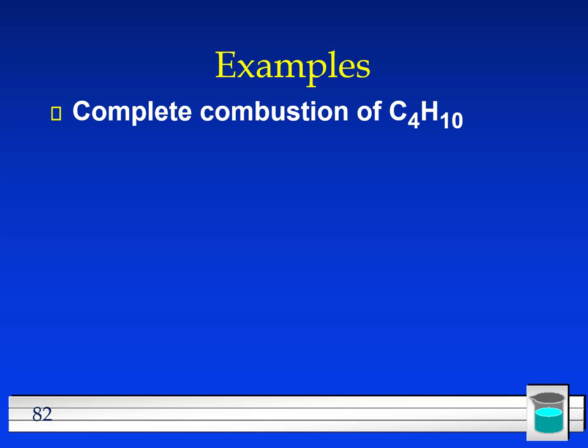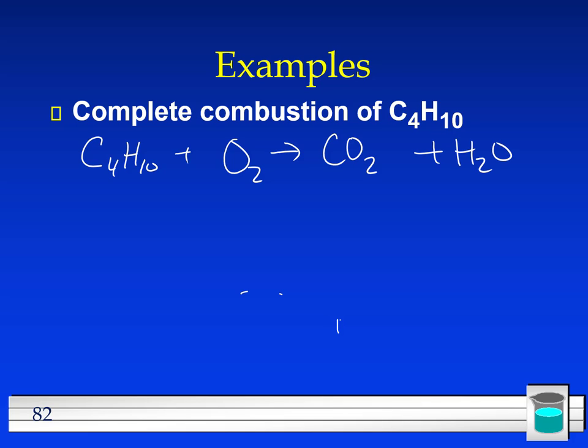Write the equation for the complete combustion of C4H10. C4H10 is butane, stuff in a lighter. Okay. So my fuel is C4H10. Everything else is the same all the time. I also have to have oxygen, and I make CO2 and H2O. So move my plus sign back a little bit so I can put some numbers in. Okay, so I go to balance.